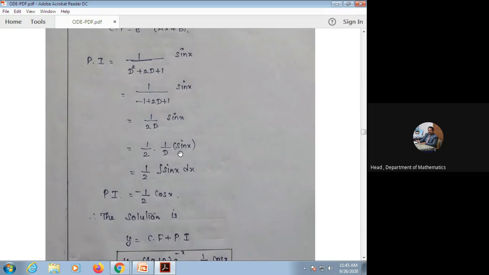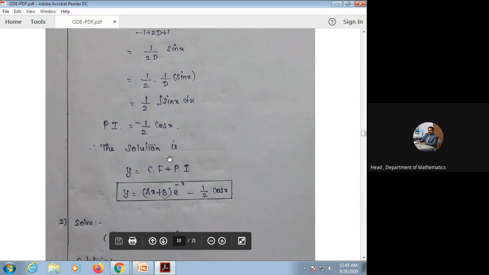What is the meaning of 1 by d of sin x? It is the integration form. Therefore, 1 by 2 into the integral of sin x dx. What is the integration of sin x? We know it is minus cos x. Therefore, minus 1 by 2 into cos x. This is the particular solution result.